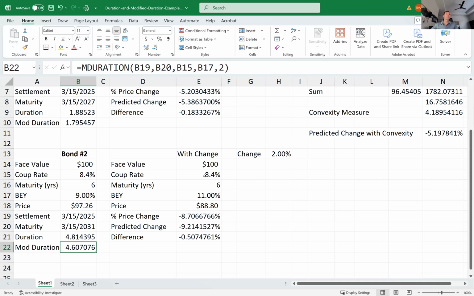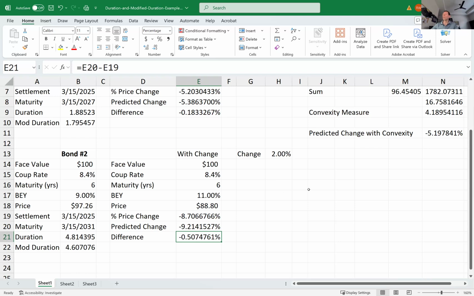And of course, if interest rates go up by 2%, then the yield goes up from 9% to 11%. The price drops from 97.26 to 88.8. That is an 8.7% drop in the price. And modified duration had predicted a 9.2%. How did modified duration do that? 2 times the modified duration is 9.214. So this is how much modified duration was off by in that particular bond.